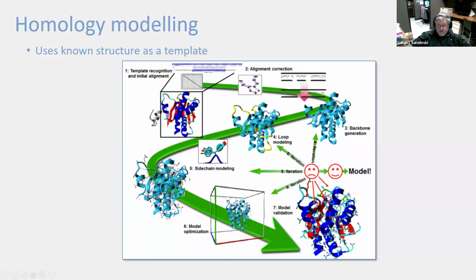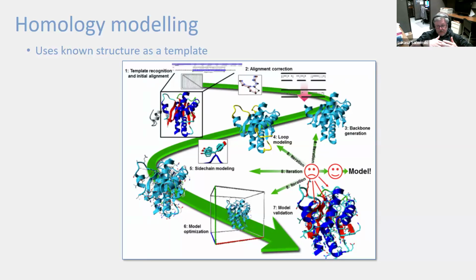that's harder. It's quite often done by searching through known structures for a loop with the same sequence as the one that you've got to build into your template, that has to have a sequence from the sequence you're trying to predict the structure of. So loop modeling is more involved.